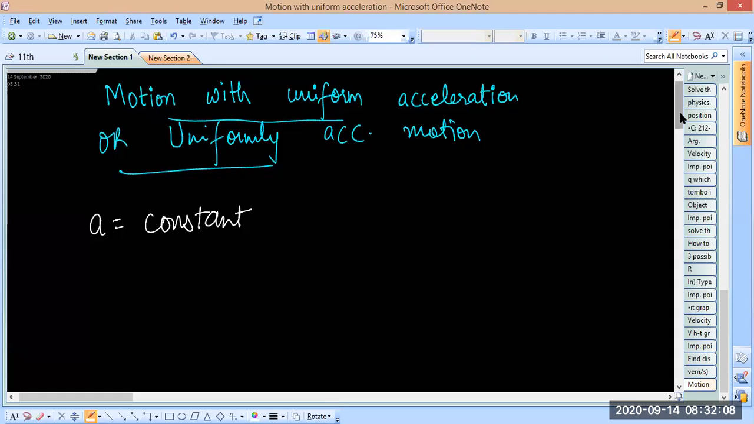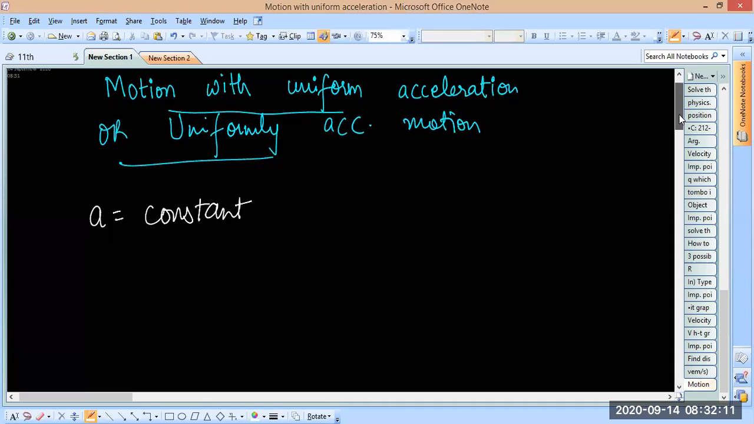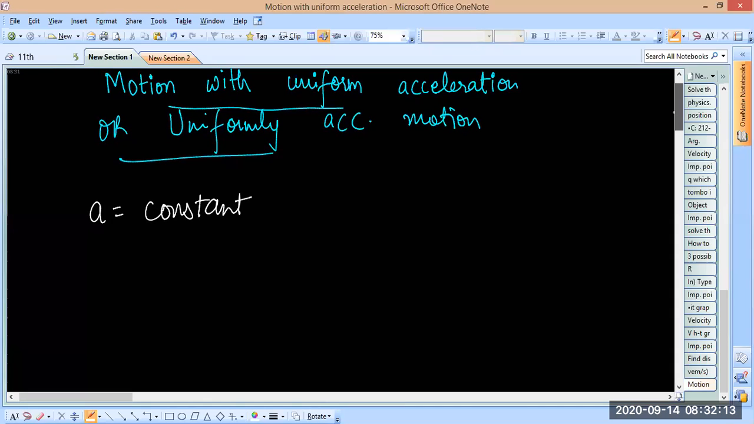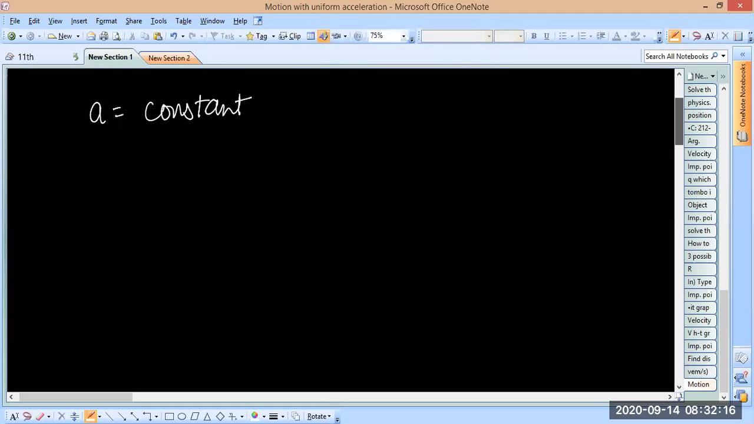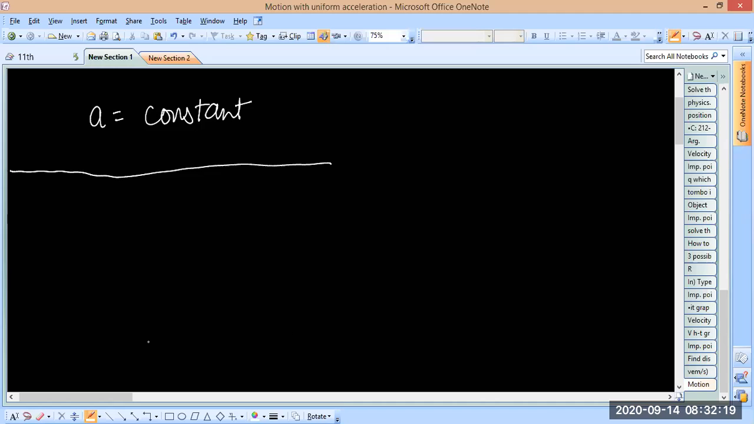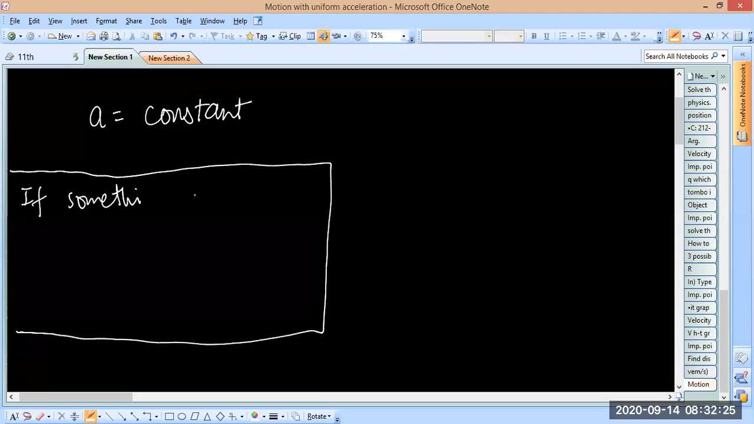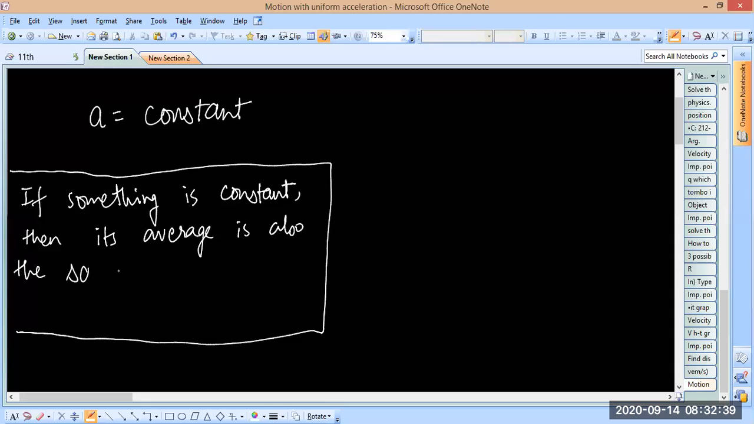Before we proceed with this, I just want all of you to understand one simple mathematics idea. I'm putting it in a box. It's that if something is constant, then its average is also the same value. So what do I mean by this?